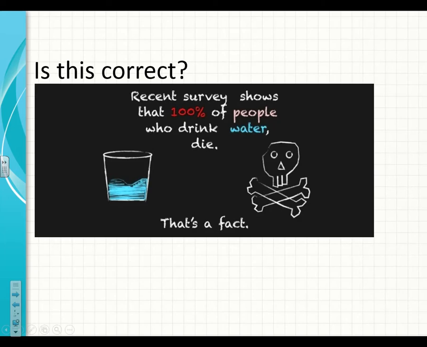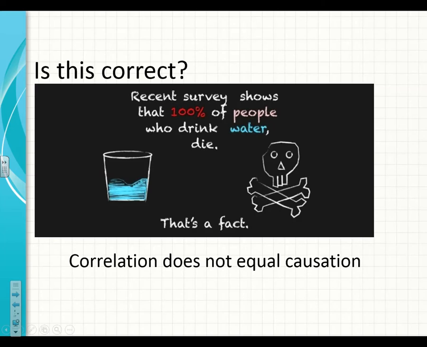There's the intervening variable of the fact that we are mortal human beings. We will all die eventually, and we all have to drink water. So here what we're talking about is the idea that correlation does not equal causation. Correlation does not mean cause and effect, one causes the other, IV causes DV. It just means that there is a relationship between the two things, but it doesn't mean that one causes the other.